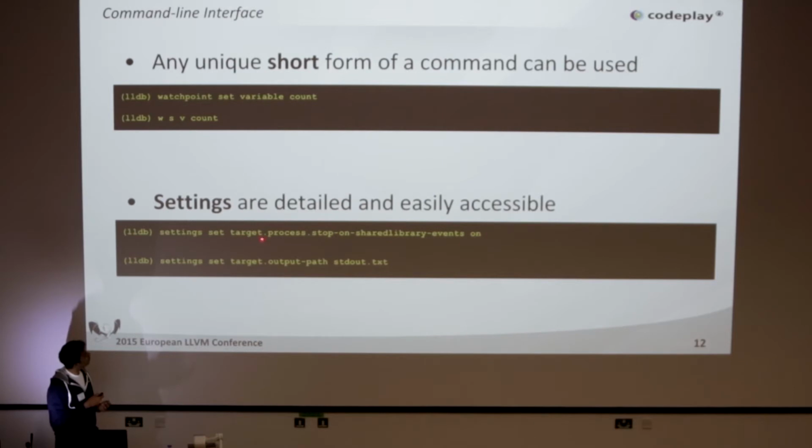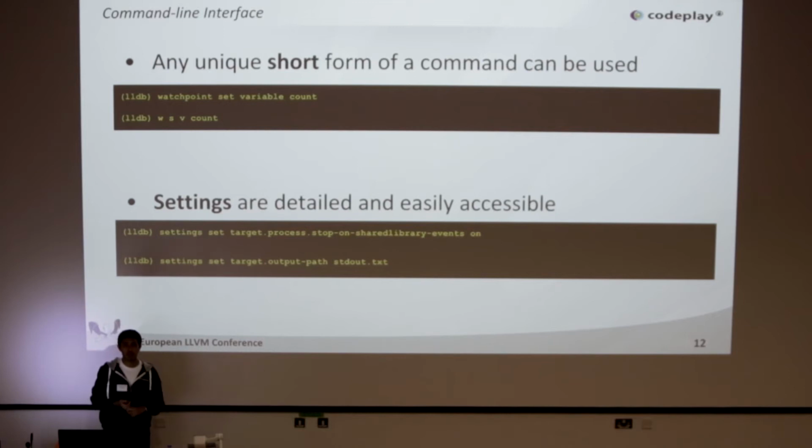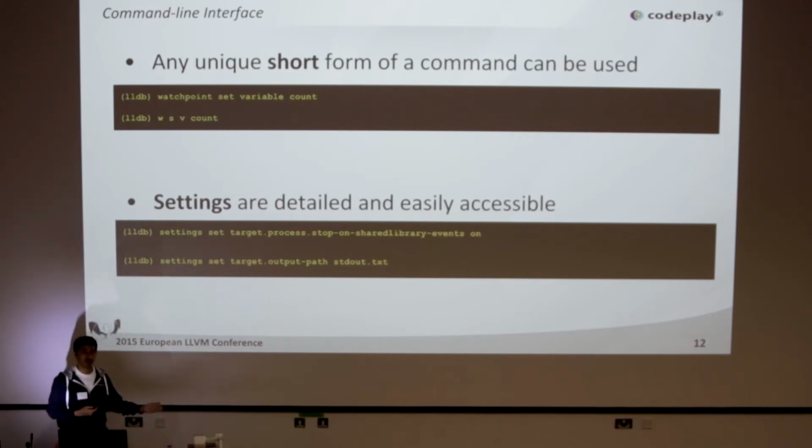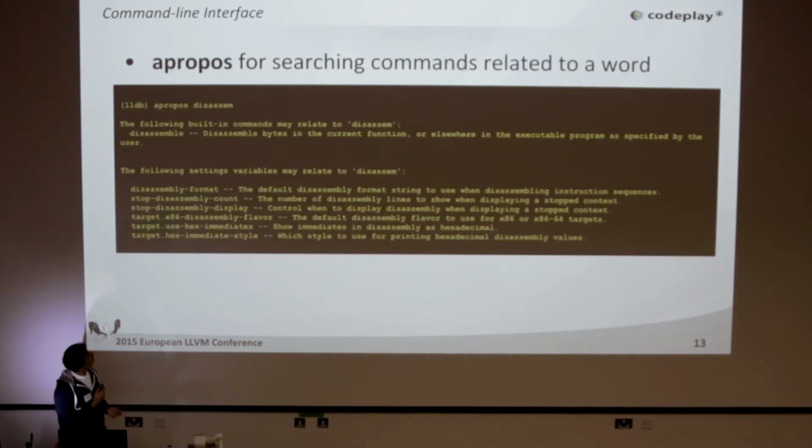So here what we're trying to do is we are just saying that whenever there's a shared library event, such as loading a shared library or unloading a shared library, you just want the debugger to stop and give control to the user. And there's another setting where you can just redirect the output to a text file. It's just a few examples, and this is another command which is extremely useful.